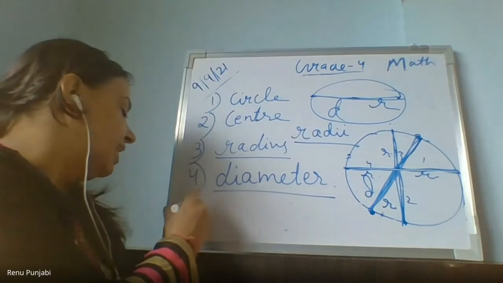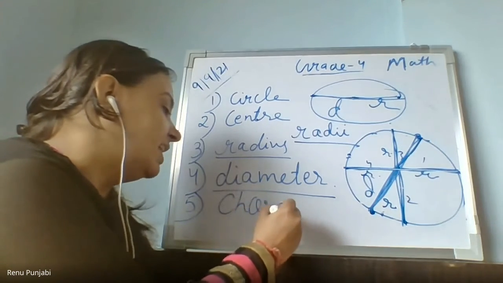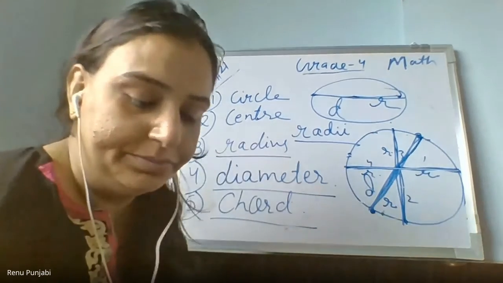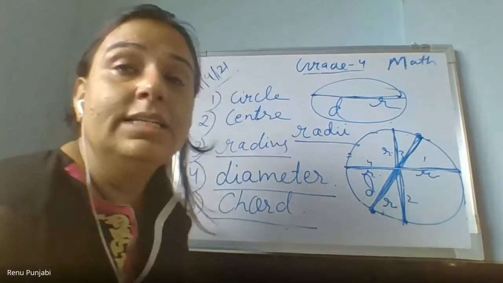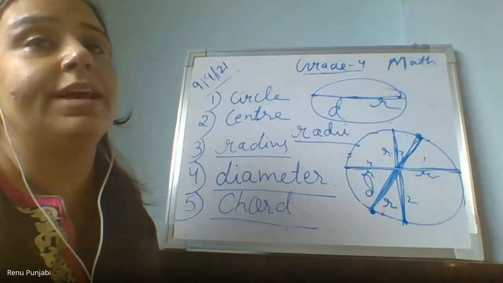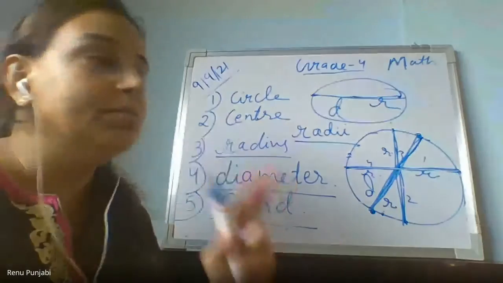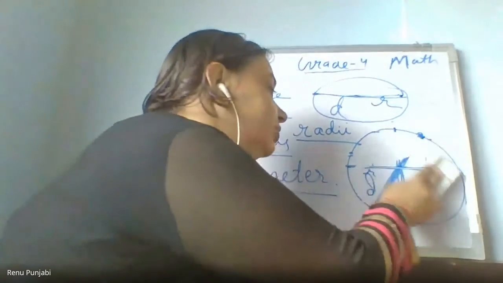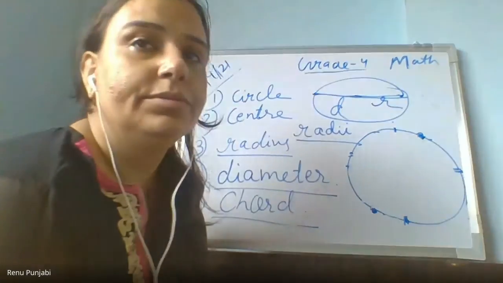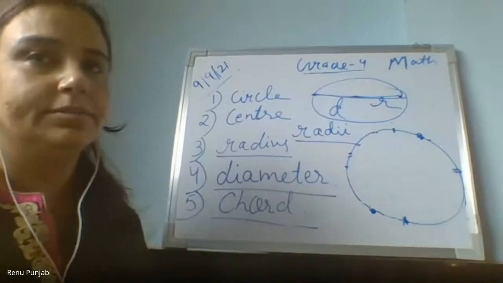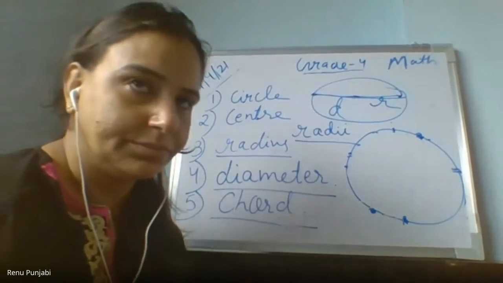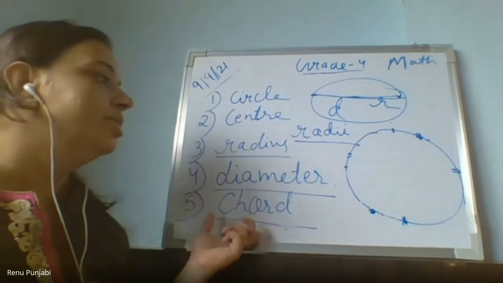Now, fifth one, we will learn what a chord is. Mute yourself, someone's mic is on. Chord. Now, please listen to this very, very carefully, otherwise you will get confused between chord and diameter. Chord and diameter are two different things, so don't get confused here. I will explain. It is called chord. The pronunciation is chord.